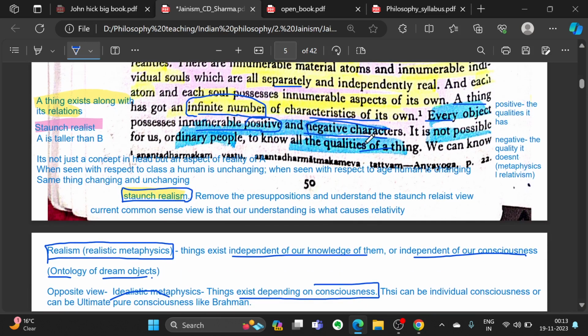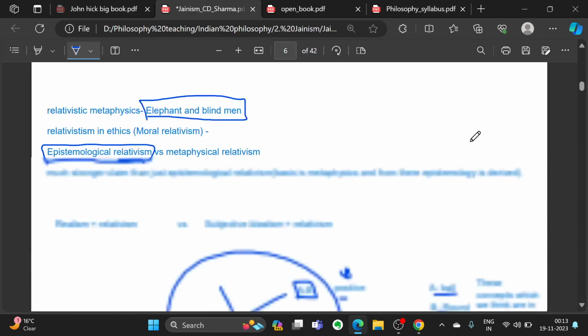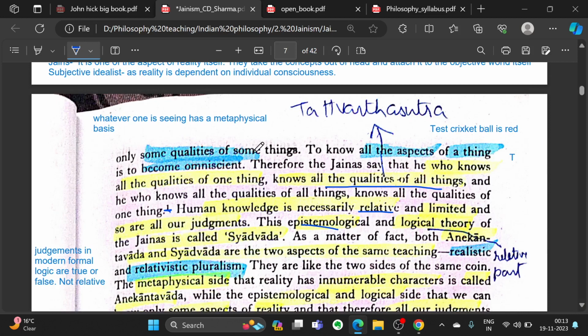So what inference they are carrying out from this is that we can know only some qualities of some things, right? That's obvious. To know all the aspects of a thing is to become omniscient. Okay, so what is omniscient? Omniscience means having knowledge of everything and anything. You must have heard this line that God is omniscient, which means that God has knowledge about everything and anything. Okay, God has infinite knowledge.